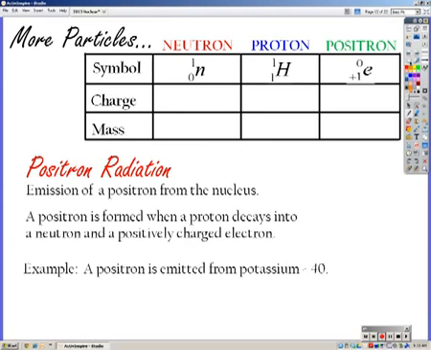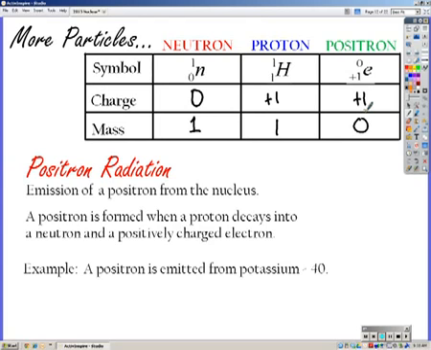There's a few more particles that we'll see sometimes given off in addition to alpha, beta, and gamma. Those are neutrons, protons, and positrons. A neutron has no charge but a mass of 1. Protons have a mass of 1 and a positive 1 charge. And a positron, if you look at the symbol, has a mass of 0 and a positive 1 charge.